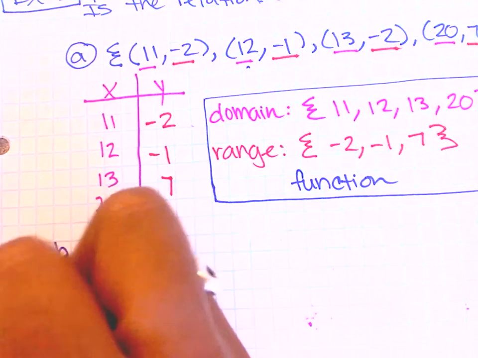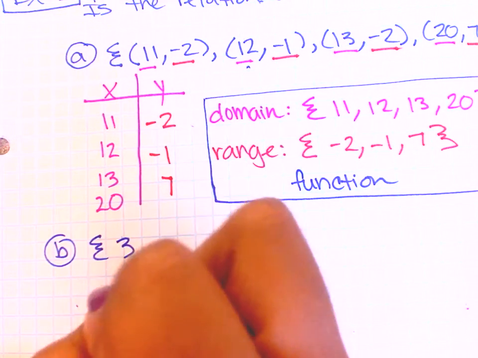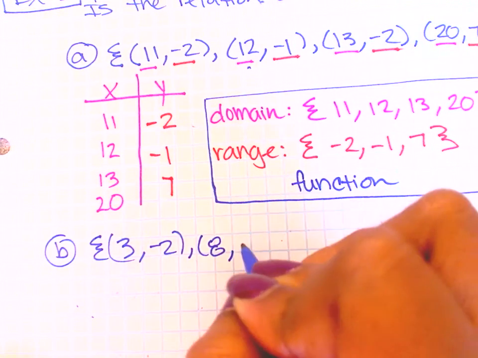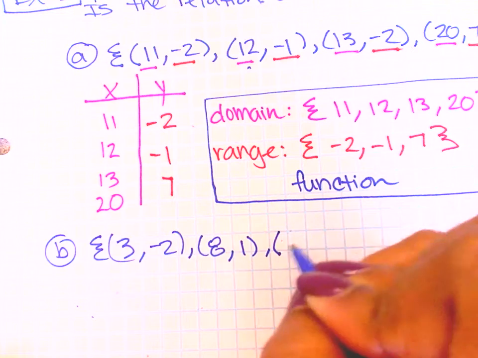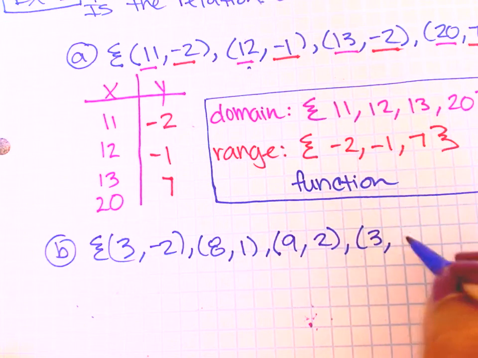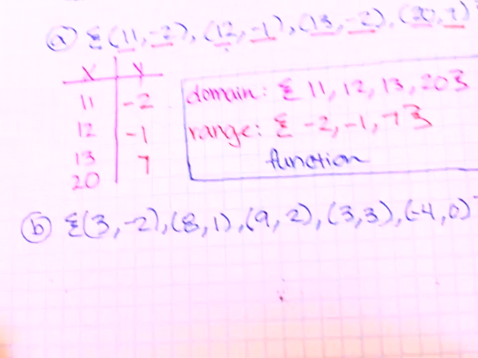Okay, let's try letter B. So this is going to be the same thing. They're going to give you a set. 3, -2, 8, and 1, 9, 2, 3, 3, there's a lot, and -4, 0. Please write down that.